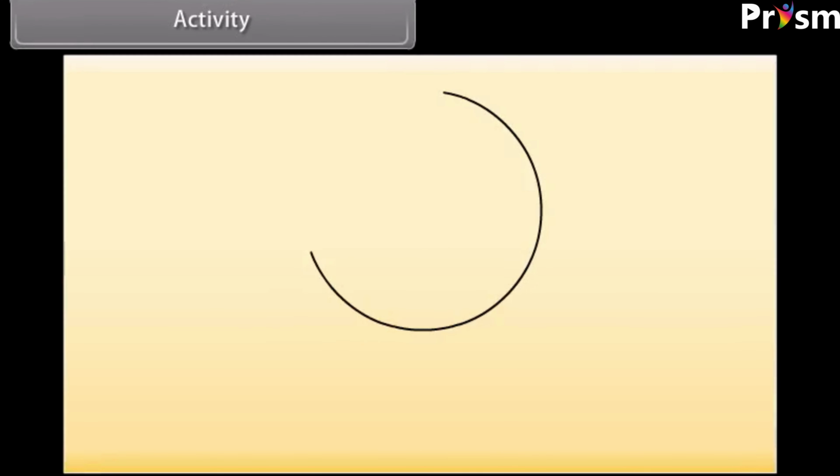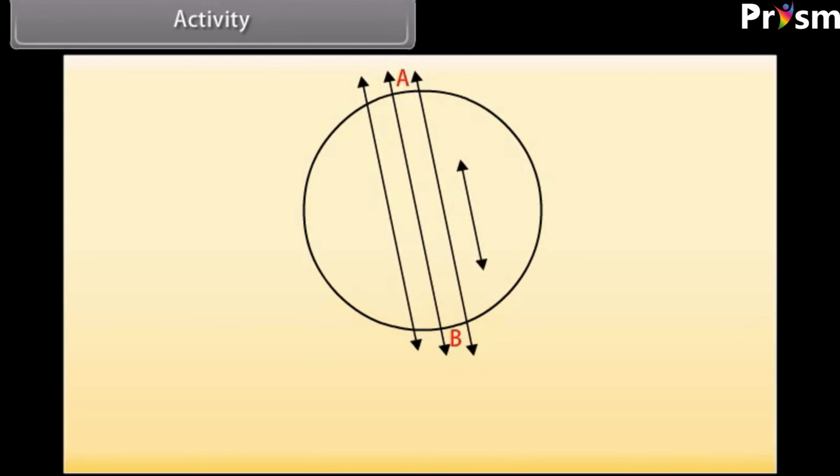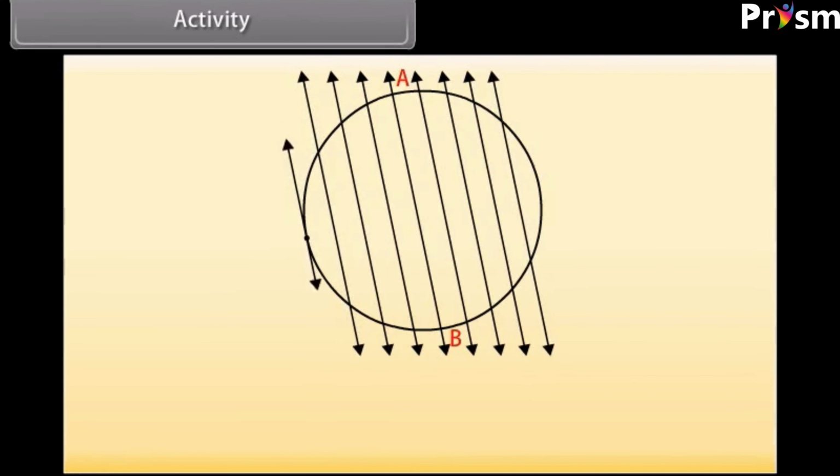Activity. To understand more about tangent, let's do an activity. Draw a circle and a secant AB of the circle. Now, on both sides of the secant, draw various lines parallel to it. We will find that after some steps, the length of the chord cut by the lines will gradually decrease, and it becomes 0 on both the sides of the secant.